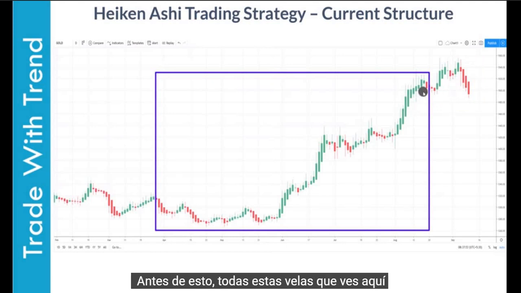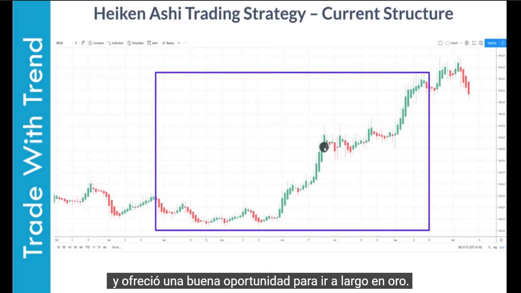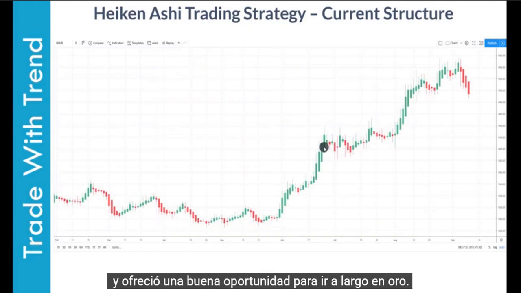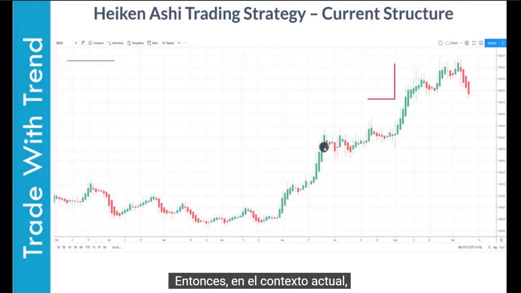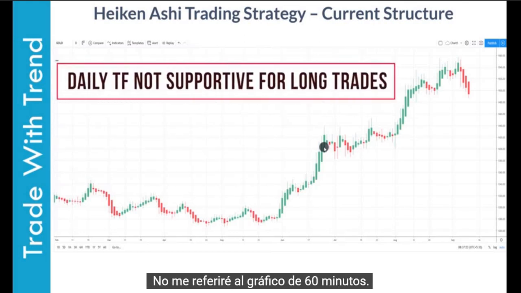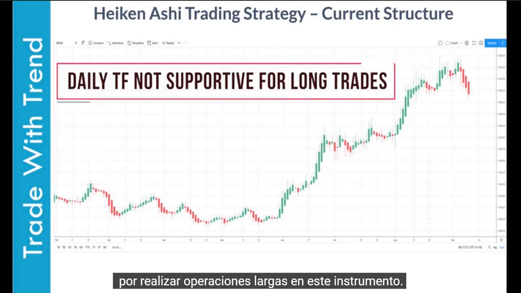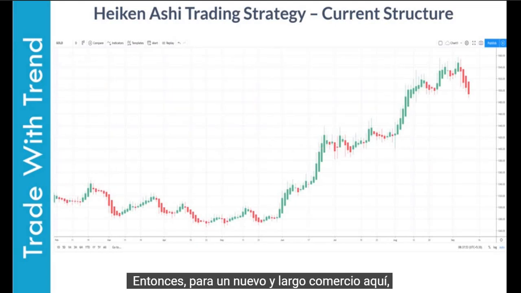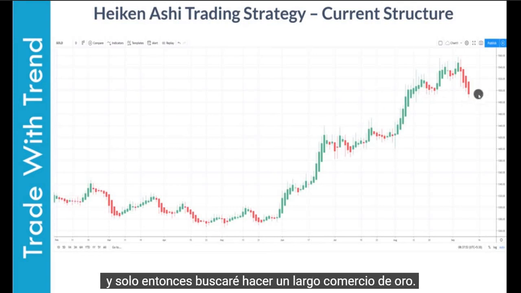Prior to this, all these candles that you see here were not initiation candles and offered good opportunity to go long in gold. So in the current context, I will not be referring to 60-minute chart for taking long trades in this instrument. For a fresh long trade here, I will now wait for initiation demand candles and only then I will look to take a long trade in gold.